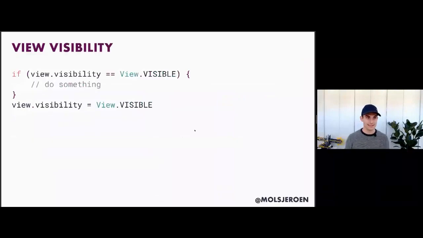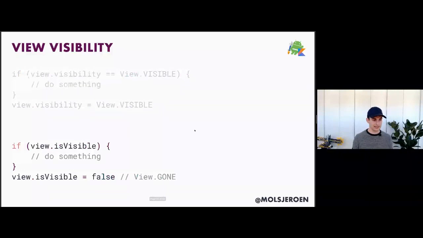Then visibility, this is one of my favorite ones. Visibility on Android is trickier or more complex than it should be because visibility is a tri-state. It's either visible, invisible, or gone. And then you would have to actually do an equals to know what the visibility state of your view is. But thanks to KTX, you can just check, hey, is this view visible? Then do this. If it's not, then do that.